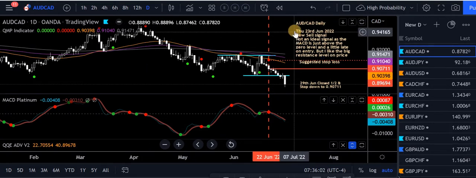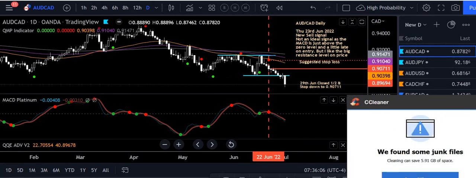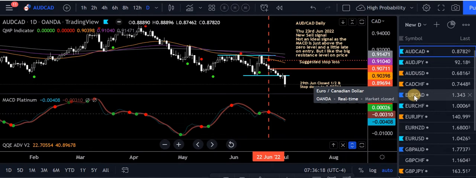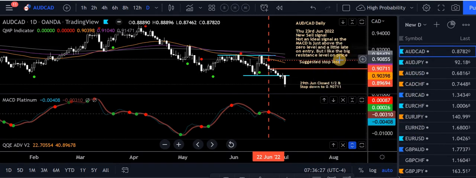Normally on my charts, I'm just on the watch list first. If it's highlighted in light blue like this one is, the AusCAD, it means I've taken a trade and I've taken some action already. If it's highlighted in orange, it means I want to speak about it in the video. Highlighted in dark blue means there's a trade on and I haven't taken any action as yet. No highlight, no trade. So it's pretty straightforward.